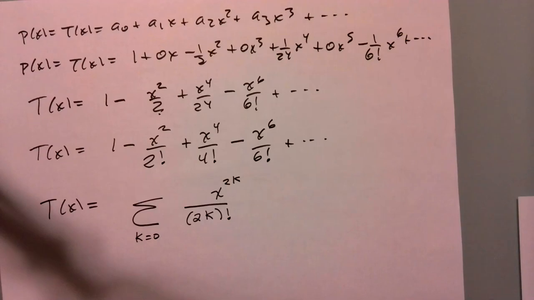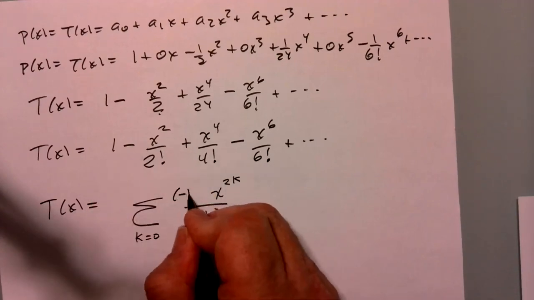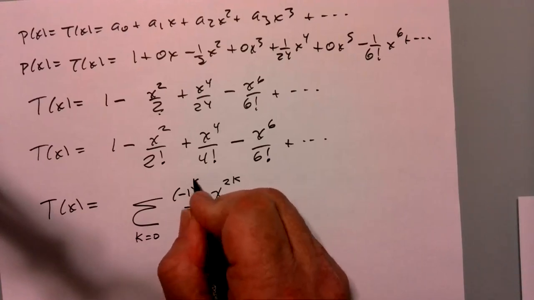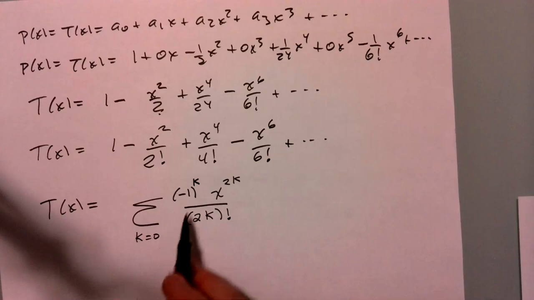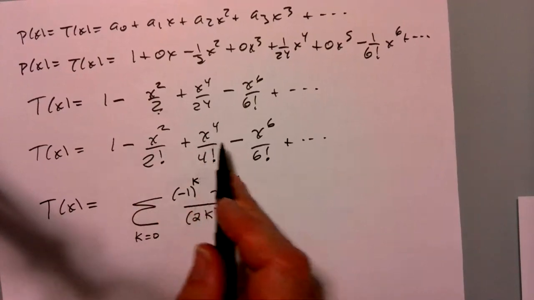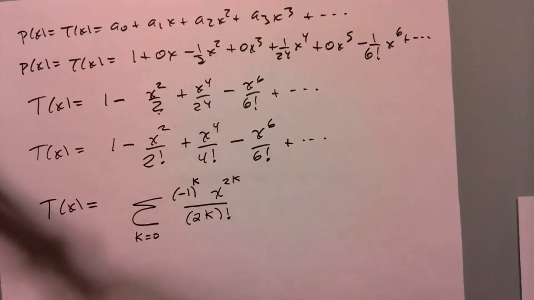And then what can we say we're going to get? We have a sign flasher that starts out positive. So I think it'll be negative 1 to the k. Negative 1 to the 0 is 1. And then it becomes negative: negative 1 to the first is negative. Then negative 1 to the second is positive. x to the 4 over 4 factorial, et cetera. So I believe that's what we have.